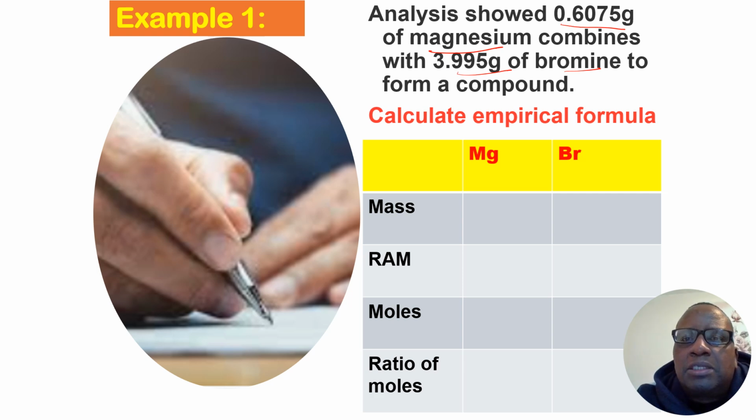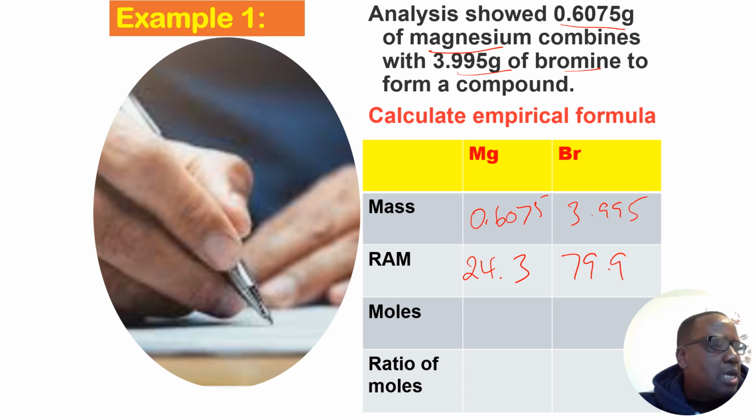The mass of magnesium is 0.6075. The mass of bromine is 3.995. The relative atomic mass of magnesium is 24.3. The relative atomic mass of bromine is 79.9. Now you use your calculator to work out the moles.